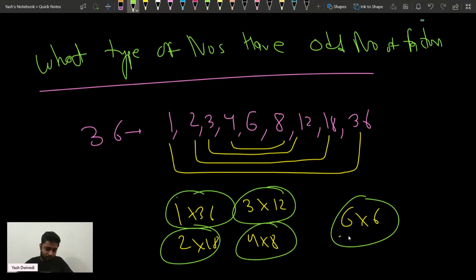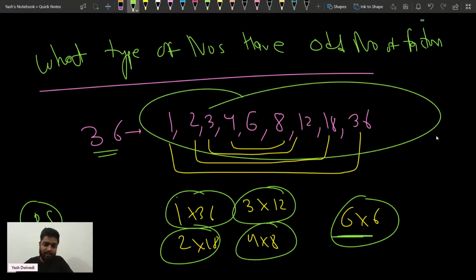So total 9 factors, because this is a perfect square. For a perfect square, please write PS in the chat. For a number which is a perfect square, there is an odd number of factors. Please write PO in the chat or something. A number which is a perfect square has an odd number of factors.